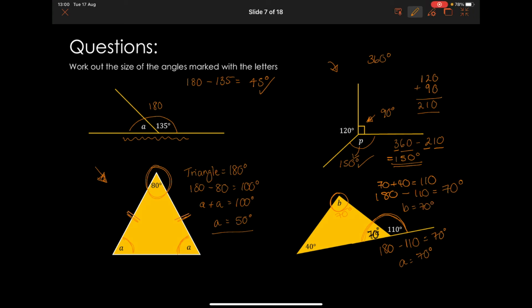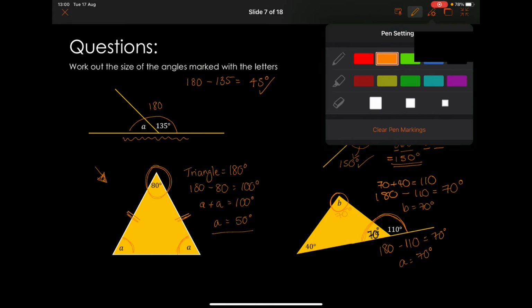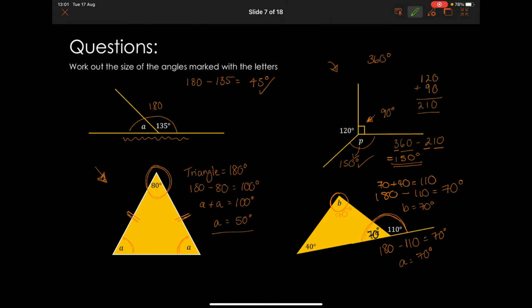The other thing that you could do in order to check is just double check that inside my triangle adds up to 180. So I can do 70 plus 70 plus 40. Well, two 70s are 140, and if I add another 40 to that, it gives me 180. So I know I've worked them out correctly. Okay?